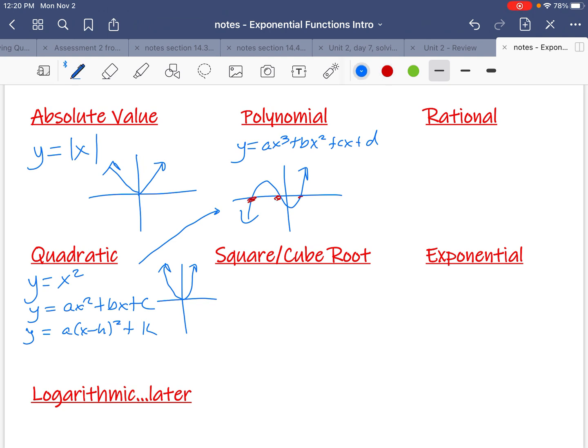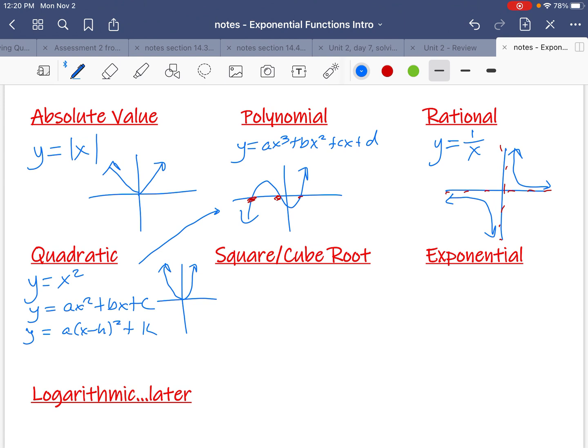All right, then you have rational functions. Your basic rational function is 1 over x. Remember, it has horizontal and vertical asymptotes. All right, and it usually looks something like this. It can look a lot of different ways, a lot of different transformations there.